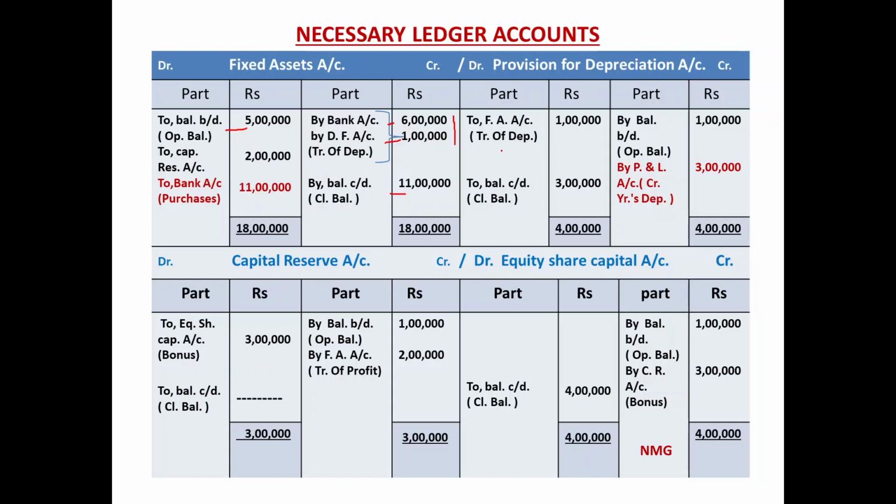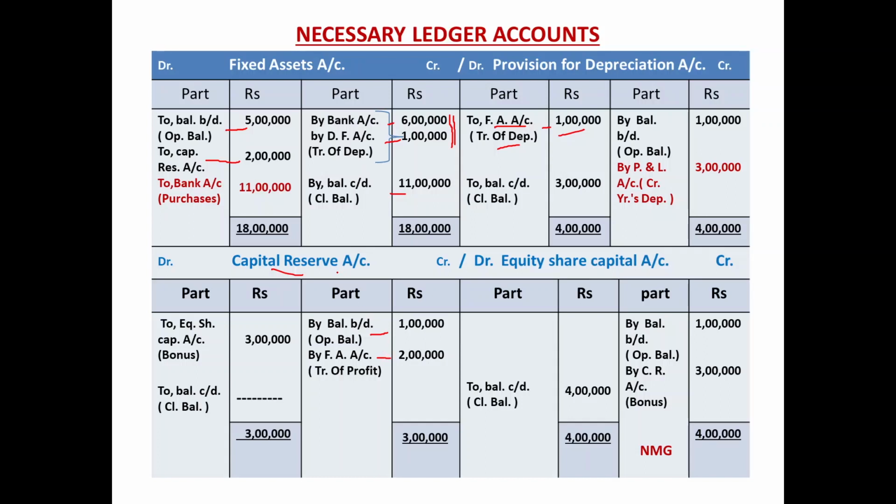Over here, depreciation fund account, posting in the fixed assets account, transfer of depreciation 1 lakh. So bank debit, depreciation fund account debit, to fixed assets account credited 7 lakh. Total of these two figures. Rule of posting: opposite narration, opposite amount. Posting of the second journal entry for the transfer of profit. Fixed assets account debited, to capital reserve account credited. This is the capital reserve account. Opening balance 1 lakh given in the balance sheet. Posting for transfer of profit rupees 2 lakh.